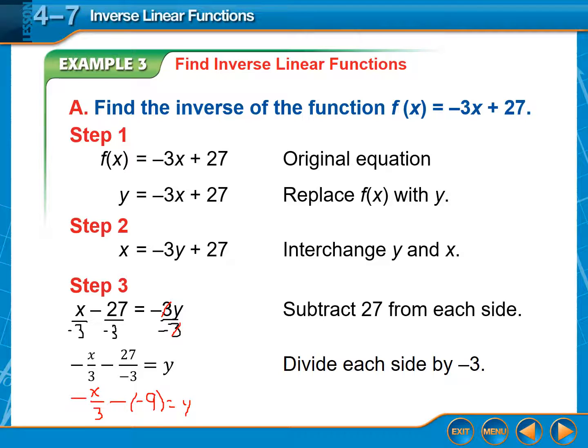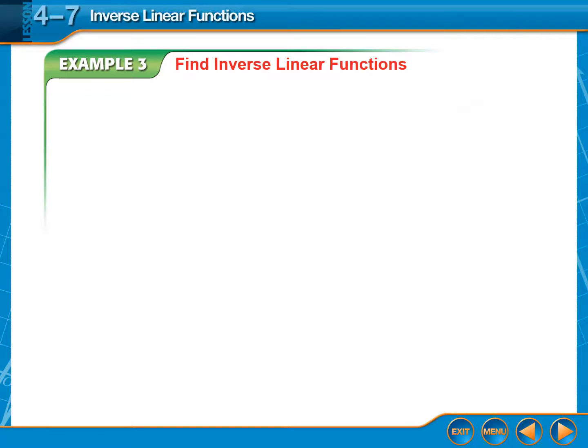So all I did was simplify. 27 divided by negative 3 is negative 9. And over here, negative x over 3, you could leave it like this, or you could write this as negative 1 over 3 times x. Either way is correct. Right. So now we've got the equation negative x over 3 plus 9 is equal to y after we simplified.